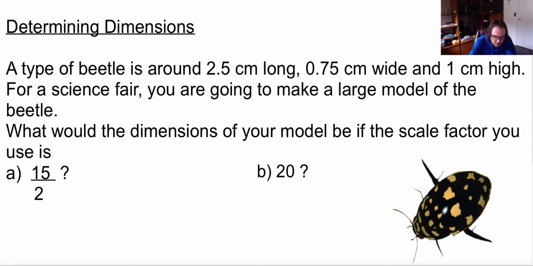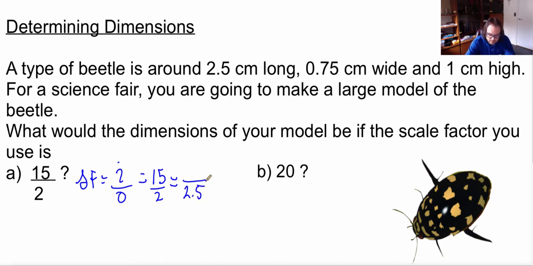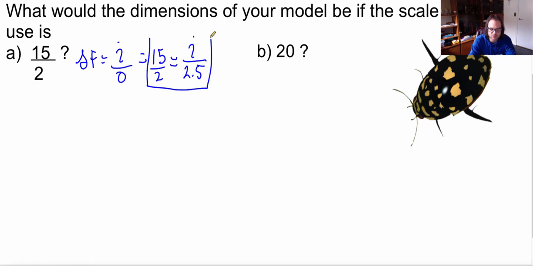So remember, my scale factor is equal to my image divided by my object. So in this case, my image is 15 and my object is 2. And here we know what my original is. My original is going to be equal to 2.5. And we're trying to figure out what will be my image because that's going to be my model. So now I have my fraction is equal to another fraction. So we have 15 over 2 is equal to my image over 2.5.